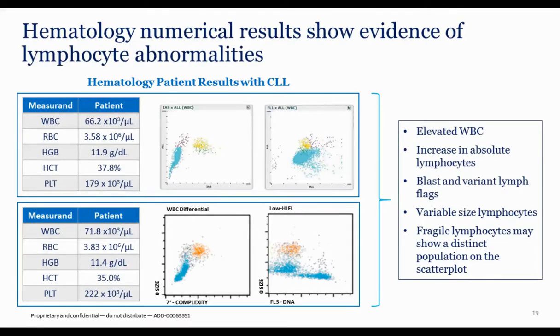One of these cases, you see that is 66,000. In the second case, it's 71,000. Again, these patients will present with anemia, and so you can see in both of these cases, there's a slight decrease in the RBC count, the hemoglobin, and the hematocrit, which would be consistent with that anemia. Now, in CLL, the platelet count can be variable, and in both of these cases, there is a normal platelet count, 179,000 versus 222,000. Looking toward the middle of the slide, we see an example of a histogram.